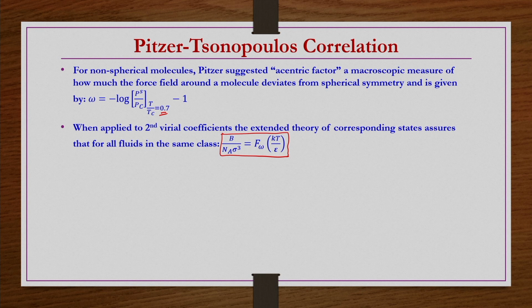This is what we can see from the extended theory of corresponding states, in a similar way as we have done in the previous case. What we have taken is gamma by epsilon equals some universal function of r by sigma. This is what we have taken, right. So, this is coming from the principles of corresponding states theory.